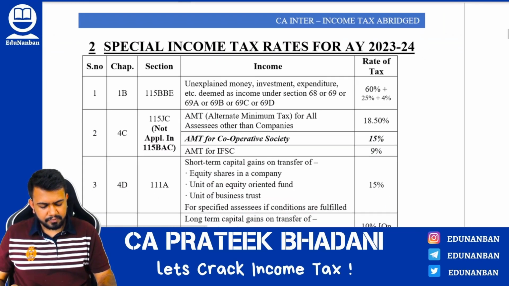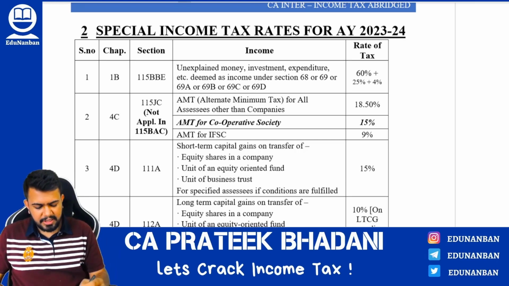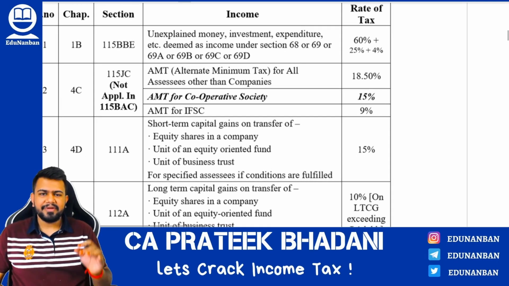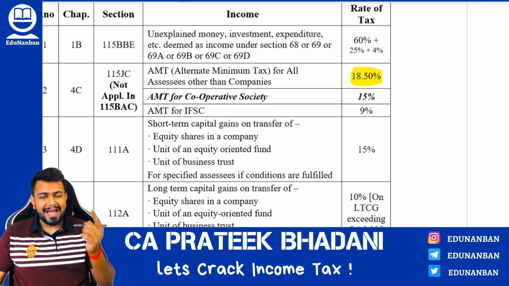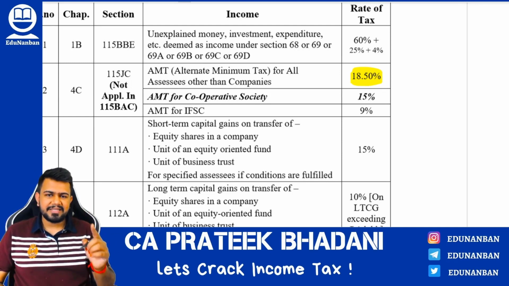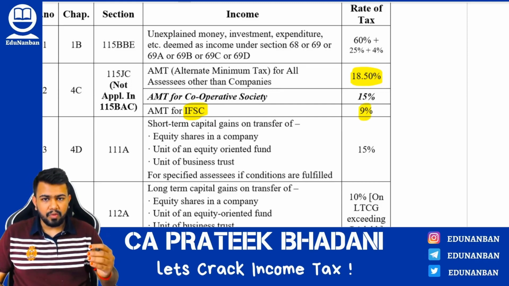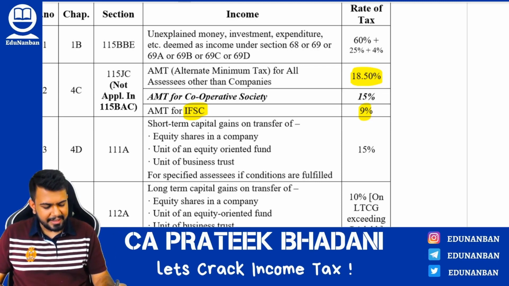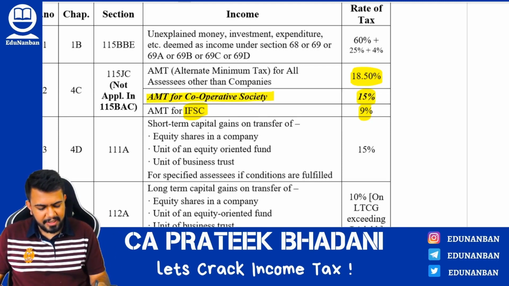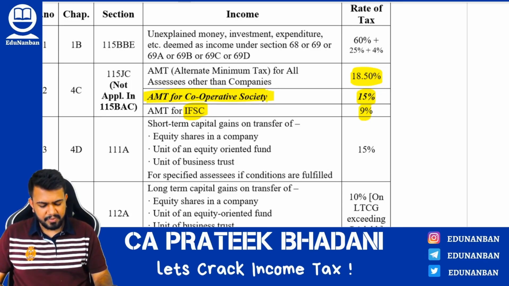Now let's come to changes in special tax rates. In special tax rates, there is only one change, that is in alternate minimum tax, AMT. Earlier, we learned that the alternate minimum tax rate is how much? 18.5%, and in case of the International Financial Service Centre, that is IFSC, the rate is 9%. But now for cooperative societies alone, the AMT rate will be separate, that is 15%. Hence AMT, that is alternate minimum tax, for a cooperative society, the rate will be 15%.